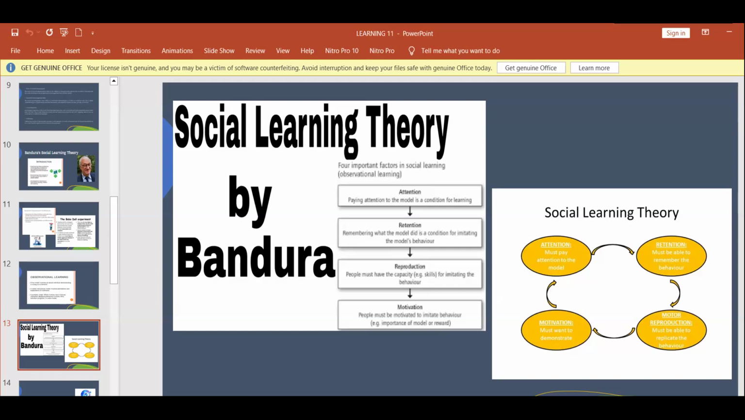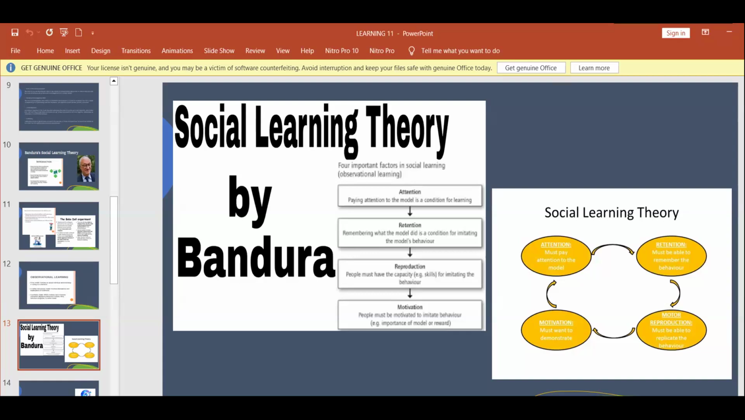But reproduction is not possible. The child doesn't have the capacity to come to school every day. Why? Mother is sick, father is sick, and this particular child only cooks for the family. So even though the child has gone through attention and retention, reproduction is not possible, not capable. Then there will not be observational learning.